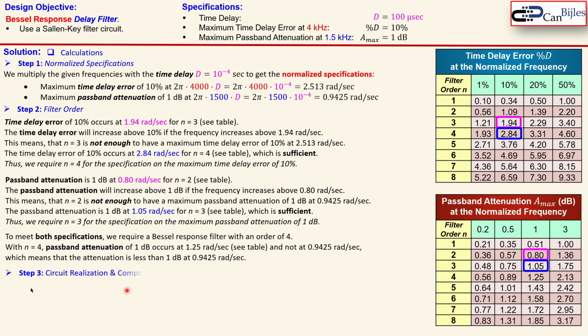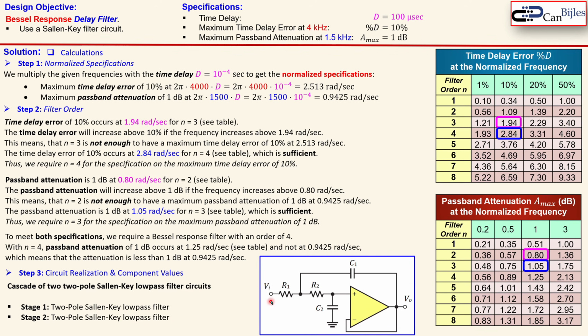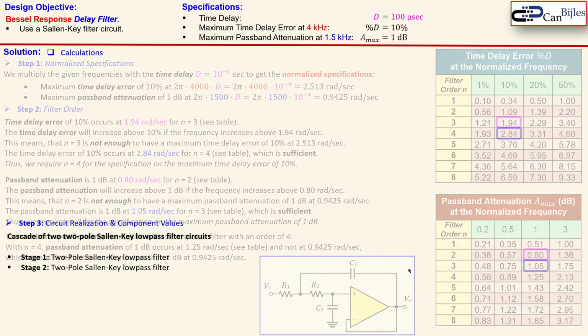Okay, now let's go to step 3, which is the circuit realization and the component values. We need to have a 4th order filter. That means you will use a Sallen-Key filter circuit, which requires 2 stages. The first stage will be a 2-pole Sallen-Key low-pass filter, and the second stage will be again a 2-pole Sallen-Key low-pass filter. In cascade, you'll get a 4th order filter. And this is the circuit for a 2-pole low-pass filter Sallen-Key configuration.